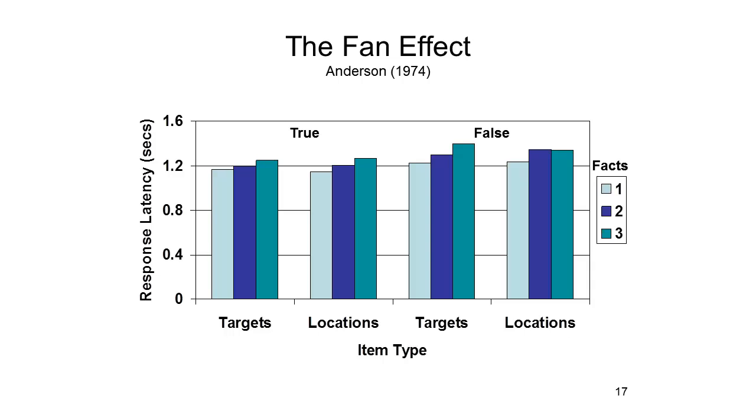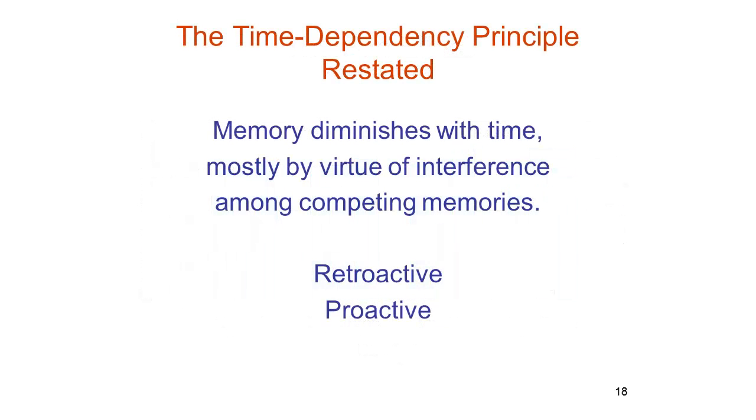The more the subjects knew, the more time it took for them to access any particular item of information. This effect in memory is known as the fan effect, and it is very, very robust. So now we're in a position to restate the time dependency principle in memory in a way that makes it a little bit less trivial sounding. Memory diminishes with time, that's right, but we now know that mostly memory diminishes with time by virtue of interference among competing memories. This interference comes in two forms.